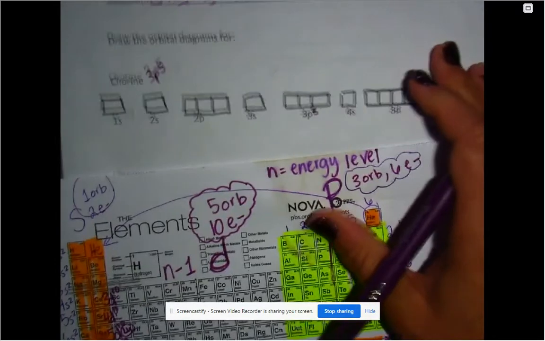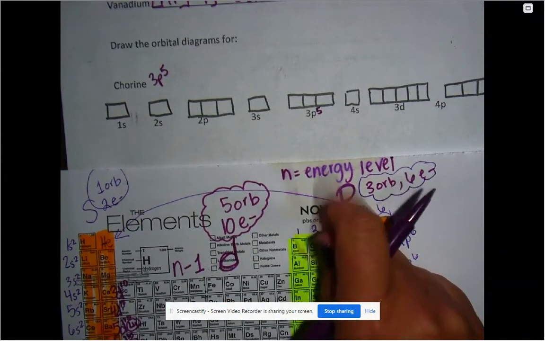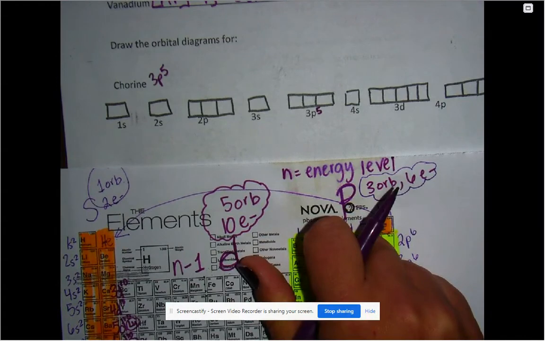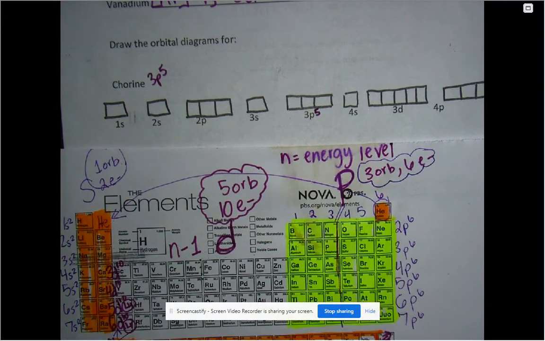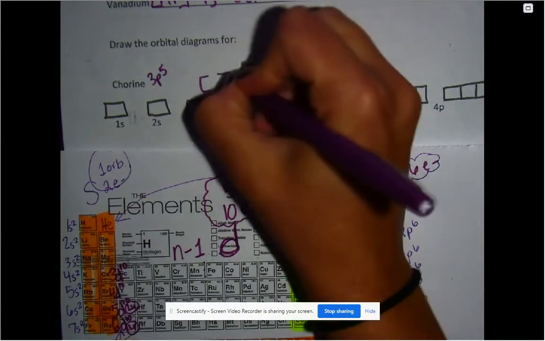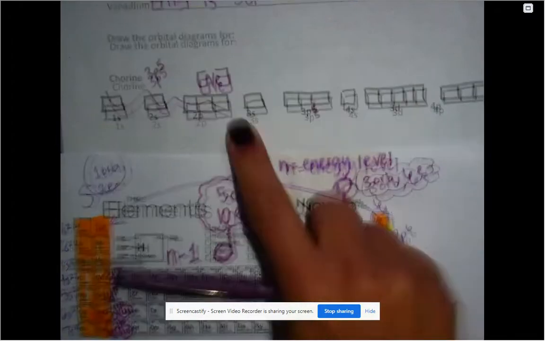Okay, so 3p5 is where we're going to end, which means all of these guys are full. So could we technically do noble gas notation for this? Yeah, who would we use? Neon, right? And that would get us through. So if you want, let's just save us some time. Put neon in brackets right there. We'll go like this. That way we'll save time.